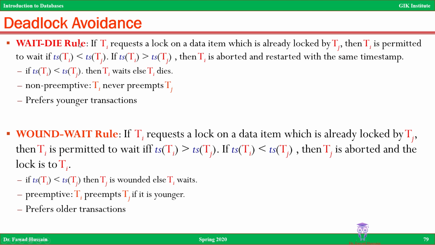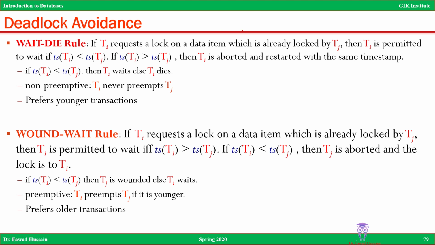The wait-die rule: if Ti requests a lock on a data item which is already locked by Tj, so Ti is requesting the item that is already locked by Tj, then Ti is permitted to wait if the timestamp of Ti is less than the timestamp of Tj. If the timestamp of Ti is greater than Tj, then Ti is aborted and restarted with the same timestamp. Timestamp means the time the transaction starts.